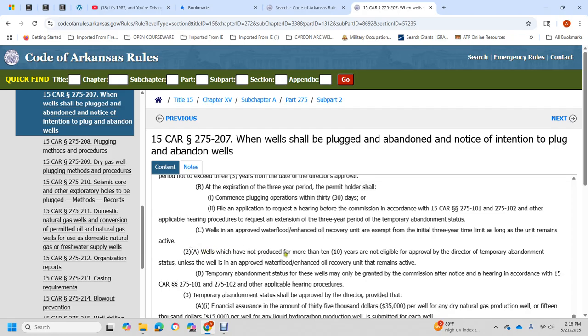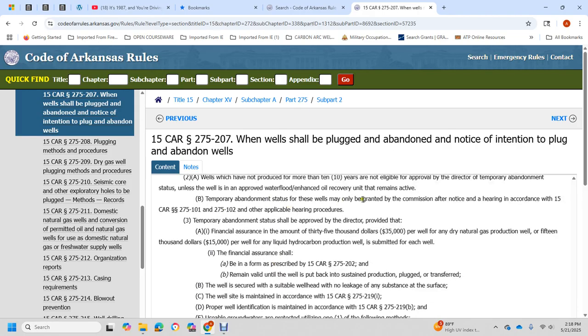2A. Wells which have not produced for more than 10 years are not eligible for approval by the director of temporary abandonment status unless the well is approved as part of a waterflood or enhanced oil recovery unit that remains active. Temporary abandonment status of such wells will only be granted by the commission after notice and hearing in accordance with Title 15 Code of Arkansas Rules 275-101 and 102 and other hearing procedures.